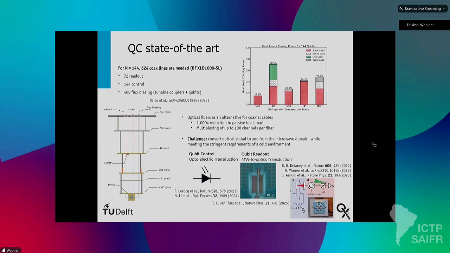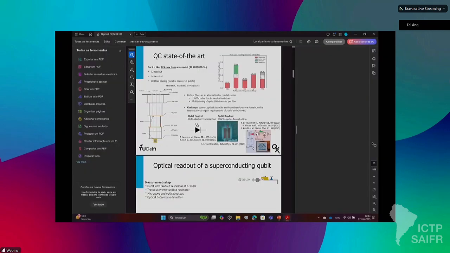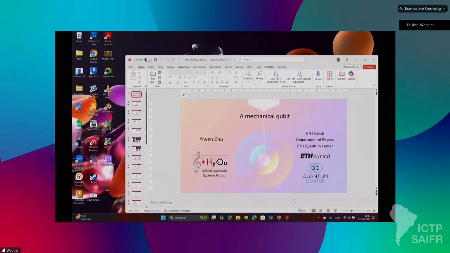With that, we can follow on. Thanks, Simon, again. Sure, my pleasure. Thank you. The next speaker is... I didn't copy. All right. Thank you. Next speaker is Yiwen Chu from ETH Zurich.